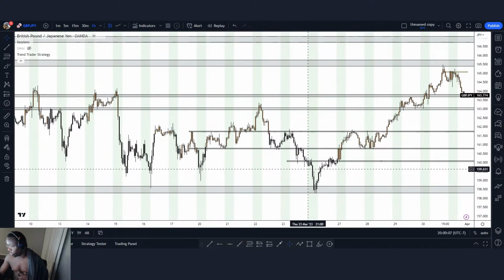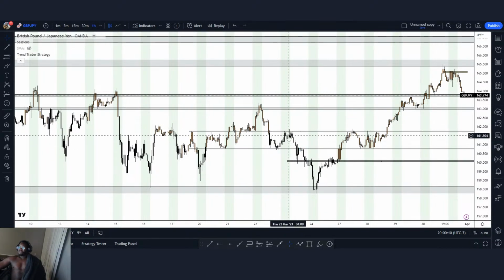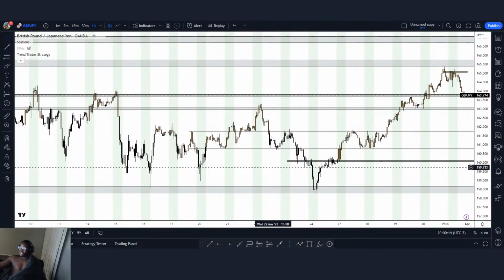This is the 23rd and this is during London session. So for one, the 1 hour time frame is bearish. Two, we're sitting at a resistance, so we're sitting at a key level and the market's in a downtrend on the higher time frame.